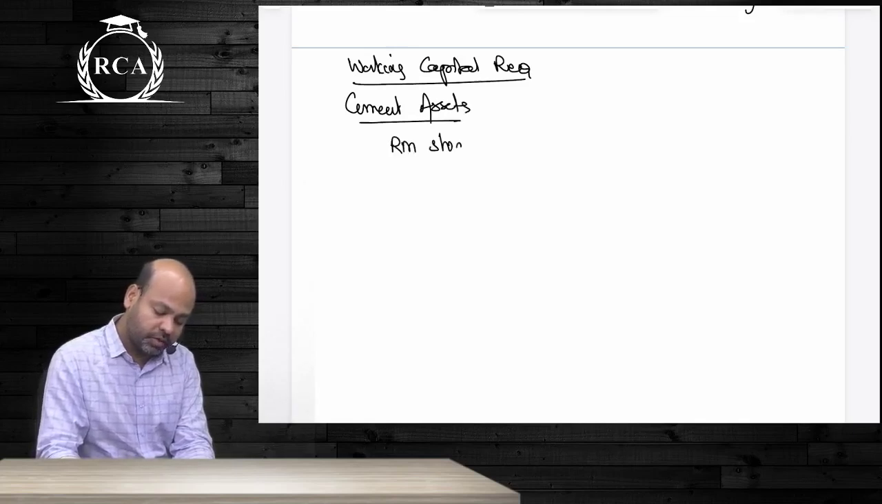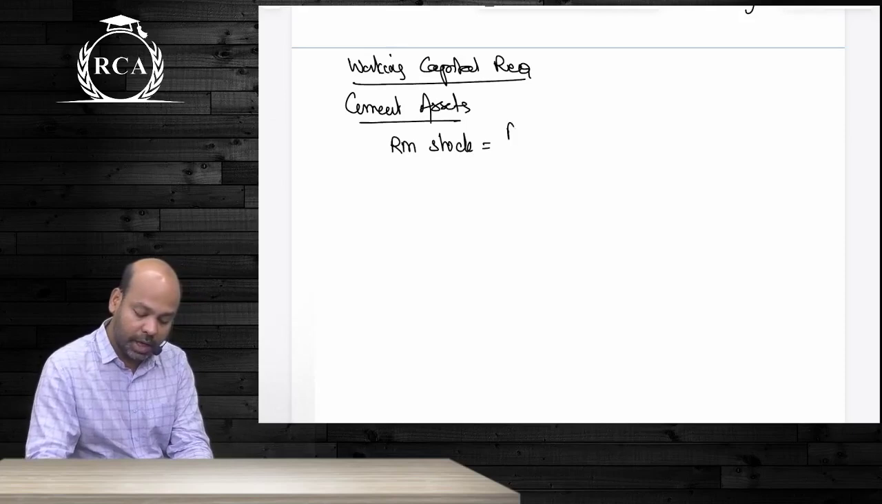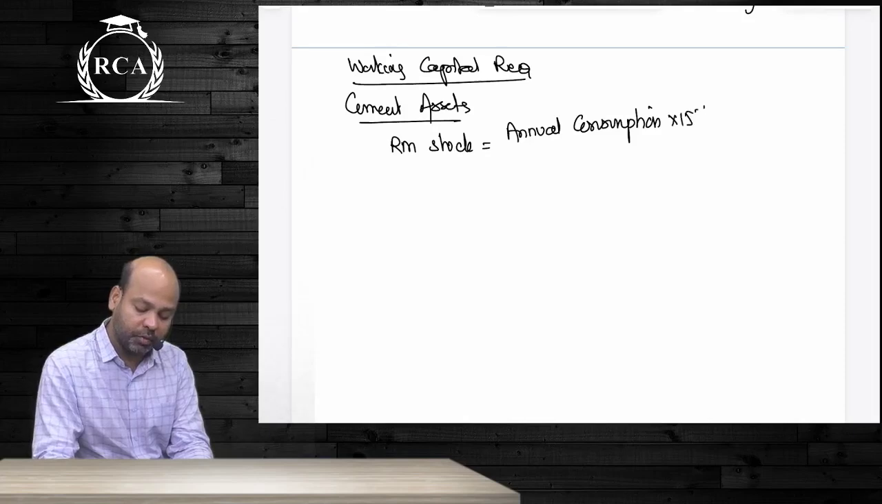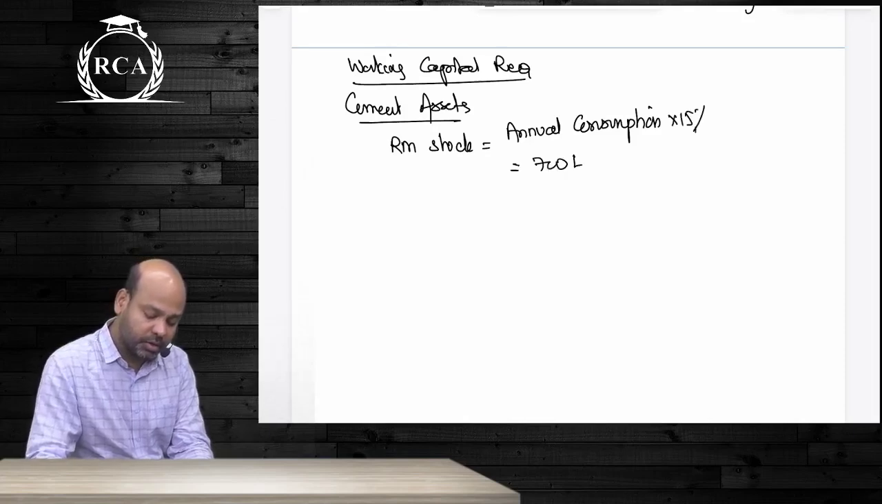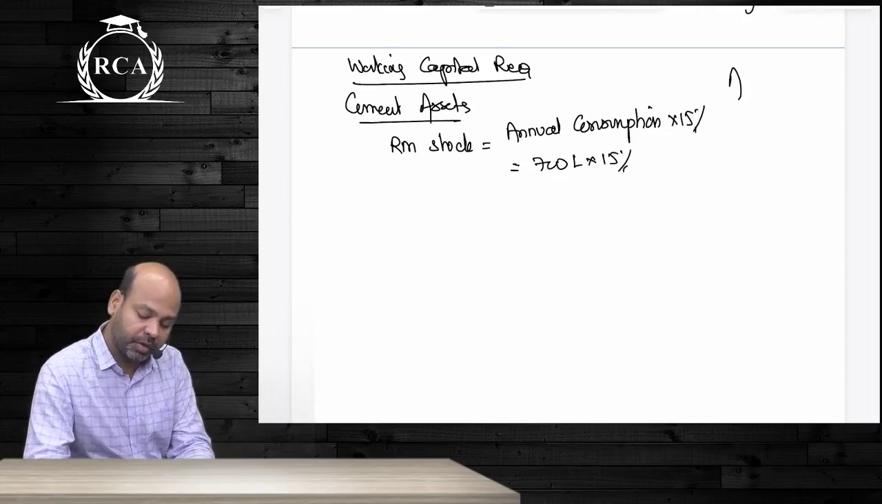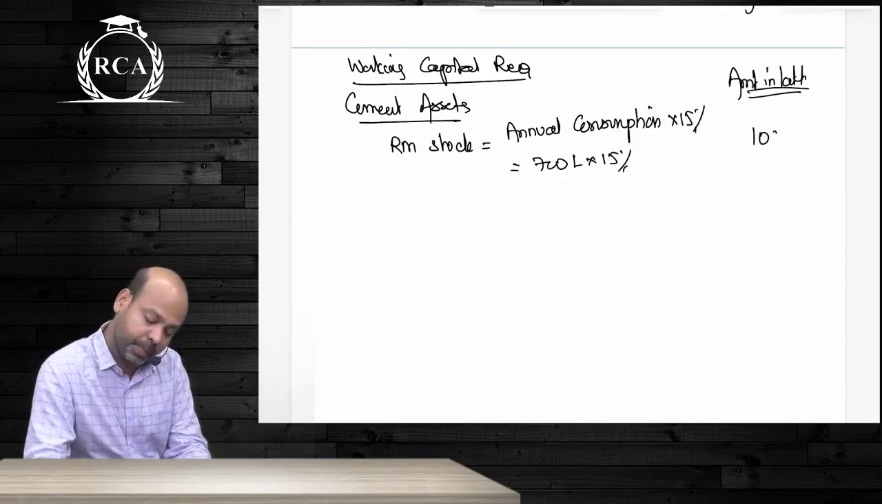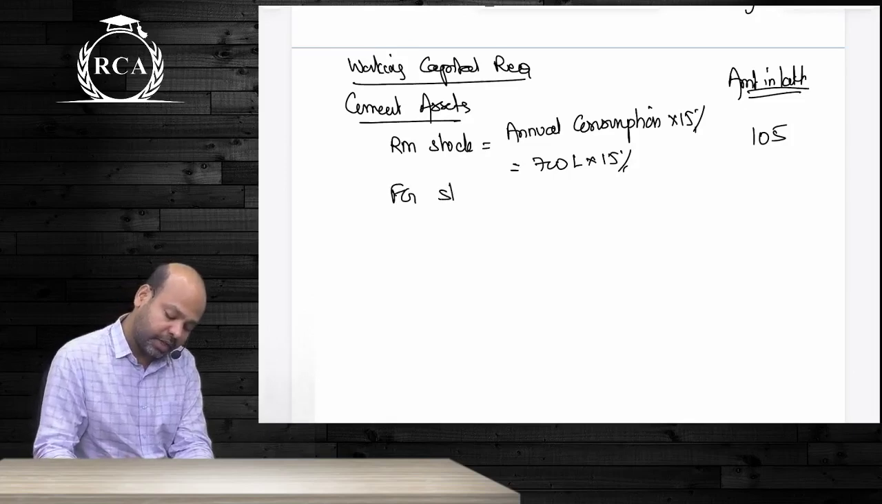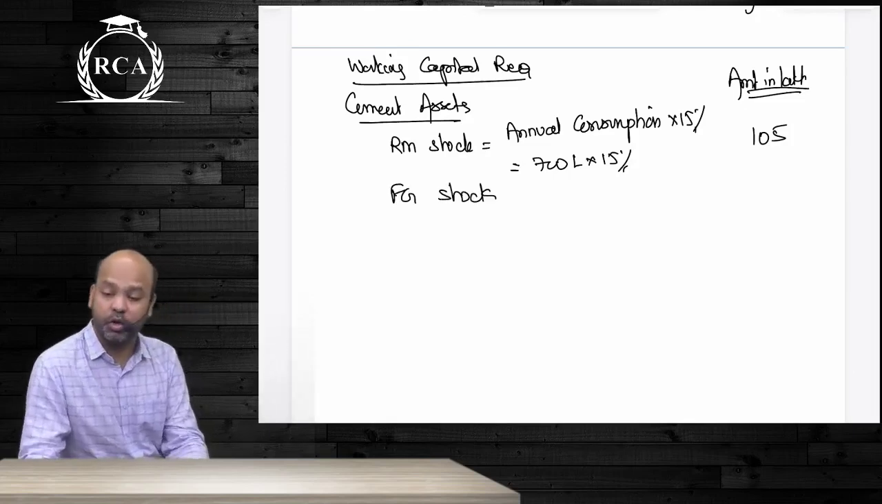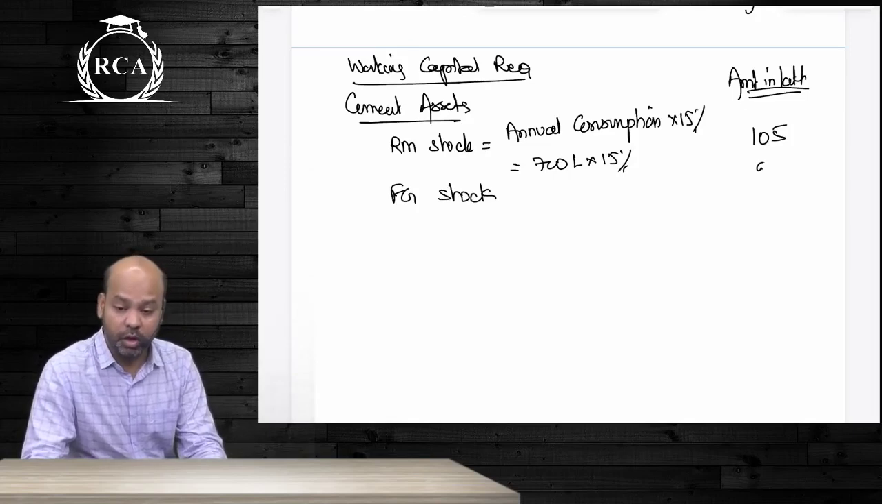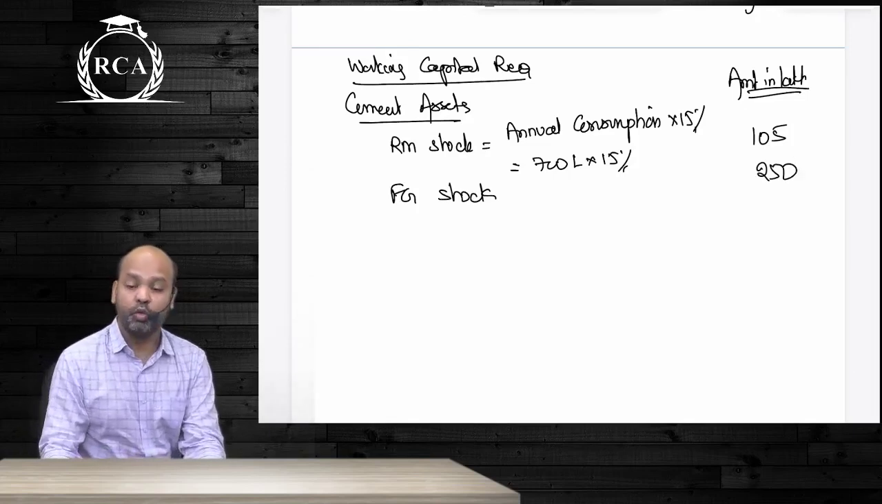Raw material stock beta is equal to annual consumption into how much percentage are we holding? Annual consumption into 15%. What was your annual consumption beta? 700 lakhs into 15%. I'm writing the answer in lakhs beta. That will become 105. Finished goods stock, best part we have already computed in the statement only guys. How much is finished goods? 250. There's no work in progress beta.